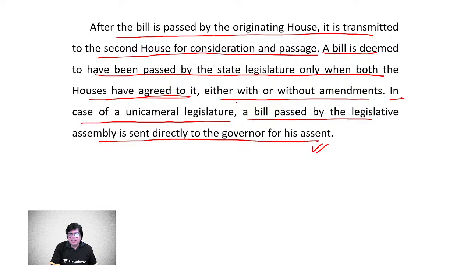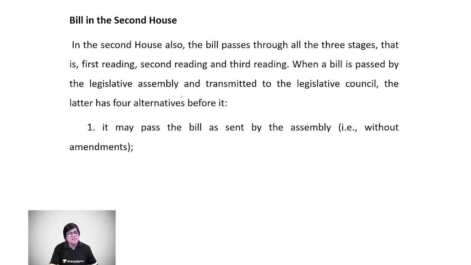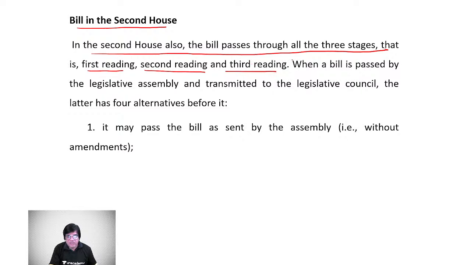But of course, as far as the other house, that is the Legislative Council, is concerned, its powers are very limited as regards the passage of bills. The maximum it can do is delay a bill by 4 months, 3 months in the first instance and 1 month in the second instance. And then eventually, if 4 months time lapses and still some disagreement is there, the bill is deemed to have been passed by both houses of the state legislature. So in the second house also the bill passes through all the 3 stages. That is the first reading stage, second reading stage, and the third reading stage, which I explained to you just now.